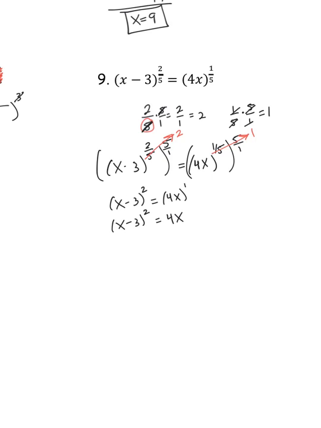So this one is going to be a little bit tricky. We're going to have to do some expanding, some foiling. x minus 3 squared is x minus 3 times x minus 3.